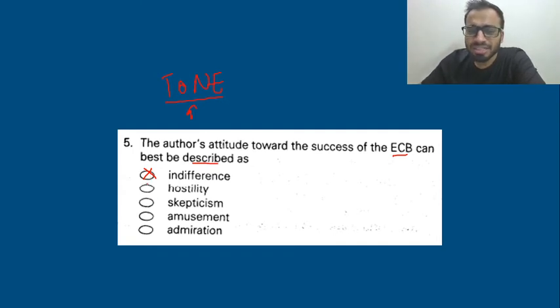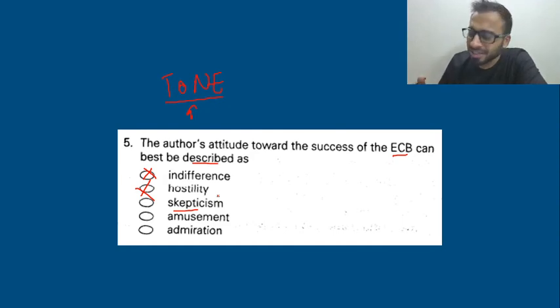Hostility. Is the author hostile? The author isn't hostile because the author ends on a positive note. So I eliminate this as well. Is the author a skeptic? The author says that there are so many negative points, yet there is a fighting chance for survival. The author does not say that you will do it. The author says you can do it if you keep an open mind, if you try to resolve some of the problems. So the author is a skeptic, right?